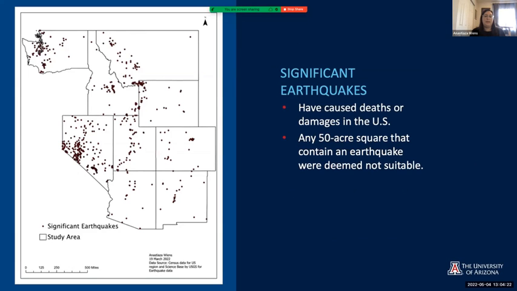So more in depth on the data. Significant earthquakes: these are all the earthquakes in the study area that have caused deaths or damages in the US. If any of these earthquakes were in those 50 acre squares, they were deemed not suitable.